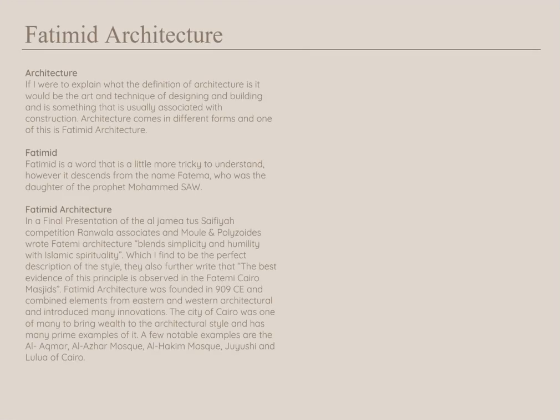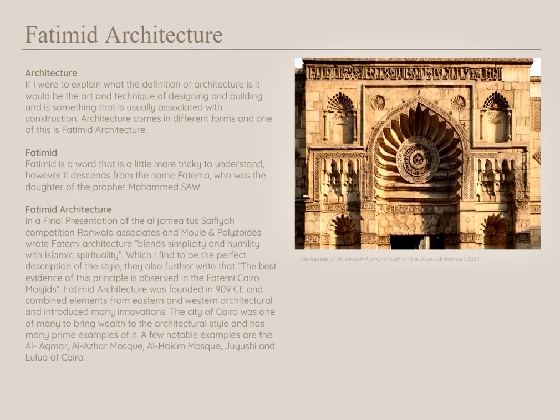Fatimid architecture was founded in 909 CE and combined elements from Eastern and Western architecture. The city of Cairo was one of many to bring wealth to the architectural style and has many prime examples of it. A few notable examples are Al-Aqmar, Al-Azhar, and Al-Anwar Mosque, as well as Juyushi and Lulua of Cairo.